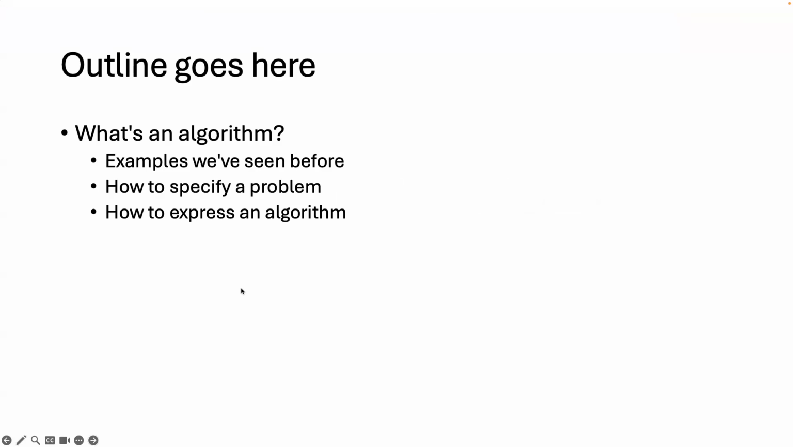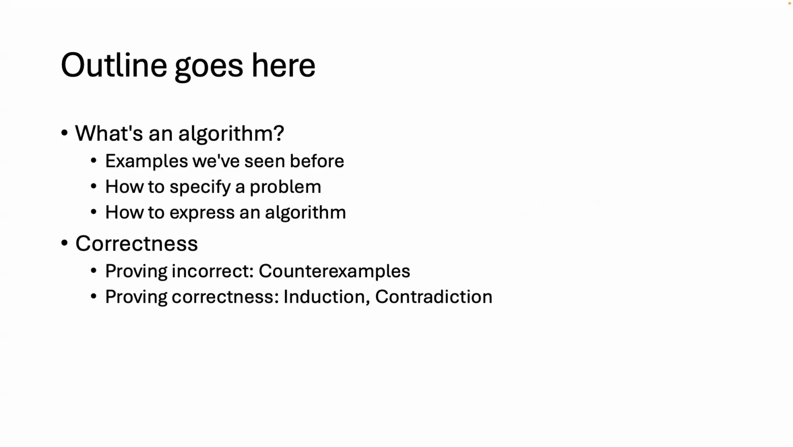All right, so here's what we're going to look at in this unit, chapter 1. We're going to talk about what's an algorithm. Here are some examples that you've seen before. We're going to look at how we specify a problem and how we express an algorithm, which includes pseudocode or actual code. We're going to start reasoning about correctness, talking about different ways that we can prove something, like induction or contradiction, or, if we're trying to disprove something, counterexamples.